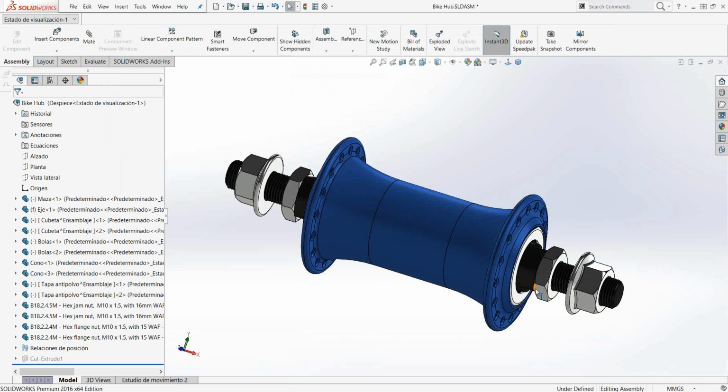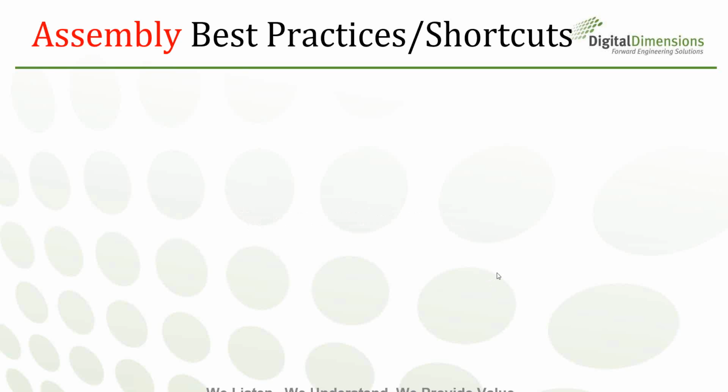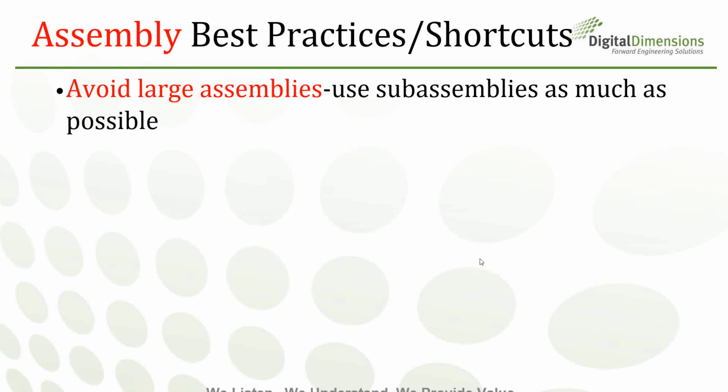Let's close out of that. So a couple other things for the assembly best practices and shortcuts, and then I'll show a few of these off. We talked about this; I'm going to harp on this one again just to reiterate: avoid large assemblies. Use sub-assemblies as much as possible. Configurations: use configurations. Those are really great.